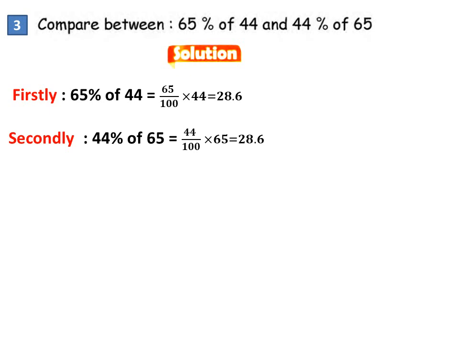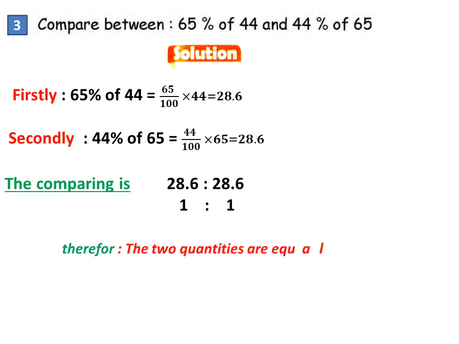Okay, so to compare means to compare the two results. The ratio between 28.6 and 28.6 equals 1 to 1. So the comparison equals 1. The two quantities are equal. Okay, therefore the two quantities are equal. Again, for any two numbers, 65% of the number 44 and 44% of the number 65, this means that the results of the two quantities are equal, so the two quantities are equal.